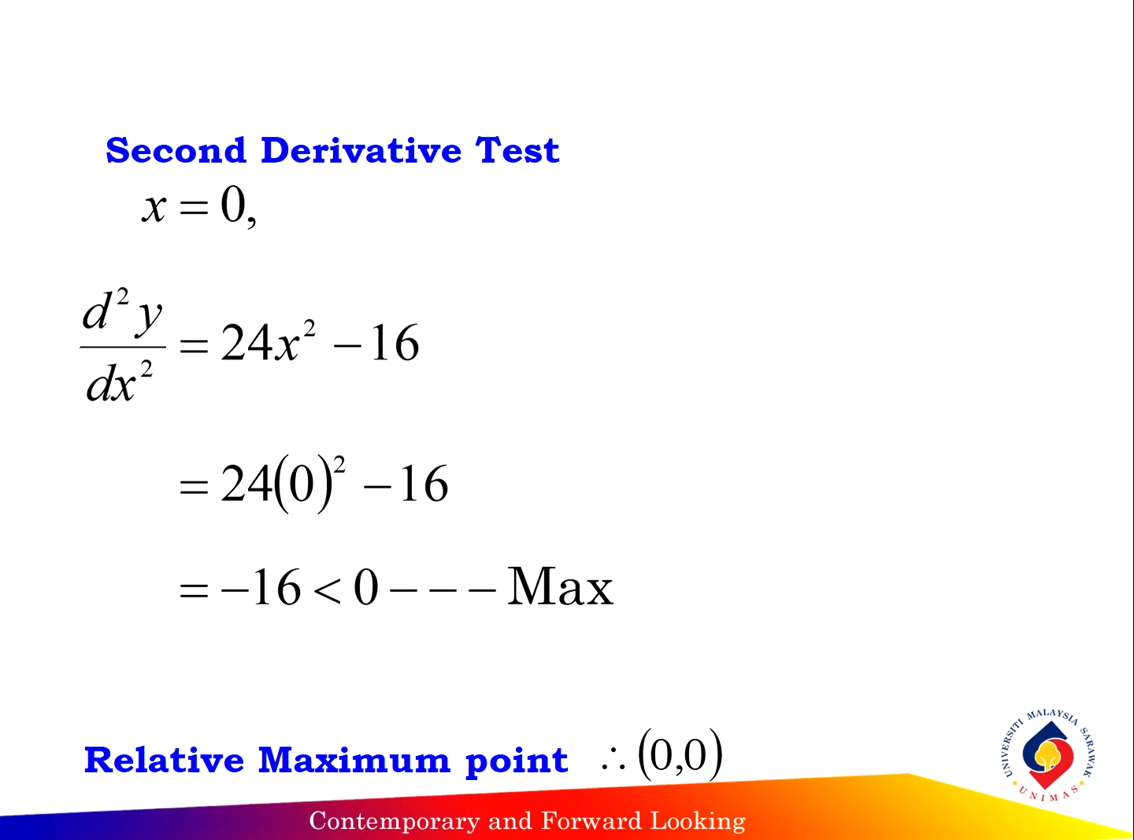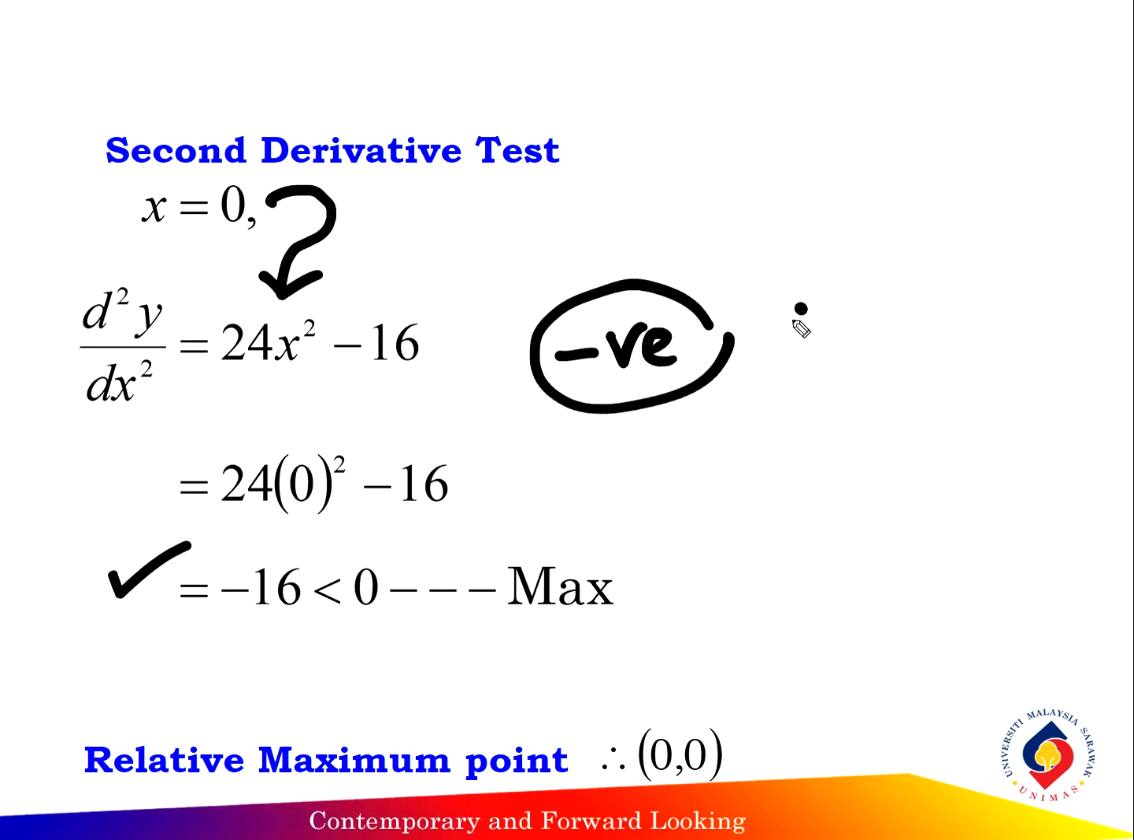Okay, second point, the value of x here equals 0, and you substitute into the second derivative, and the answer here equals negative 16. So the sign of the second derivative here is negative, and here is the relative maximum point. Okay, so the relative maximum point here is at the origin, at (0, 0).